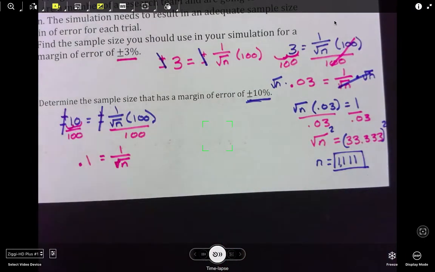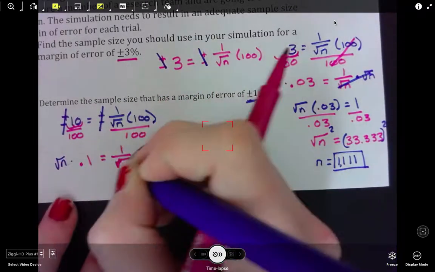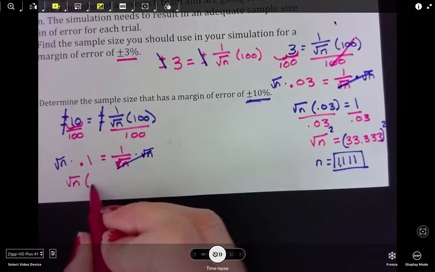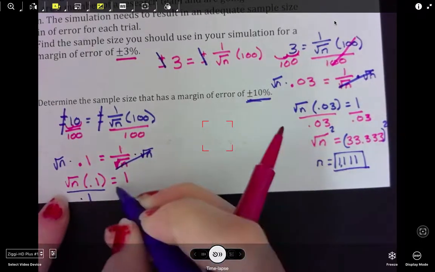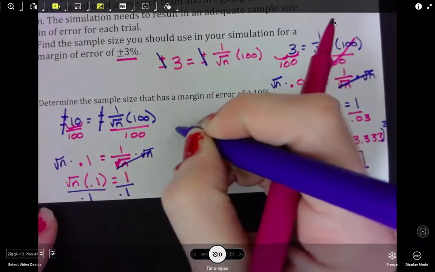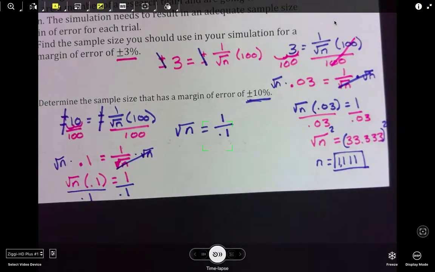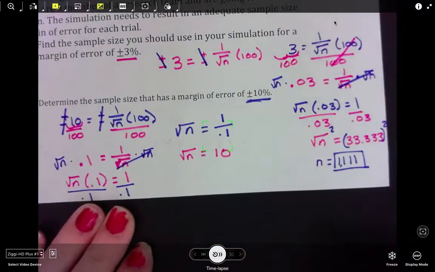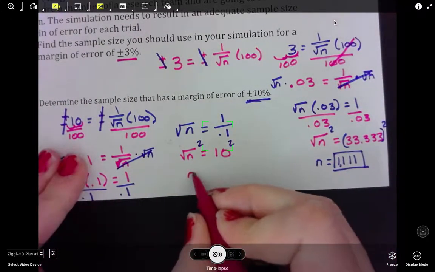I'm going to multiply both sides by the square root of n. So I have the square root of n times 0.1 equals 1. Then the square root of n equals 1 divided by 0.1, and 1 divided by 0.1 is 10. I should have known that. I don't know why I did that. 10. And then to get rid of that square root, I square both sides. And 10 squared is 100.